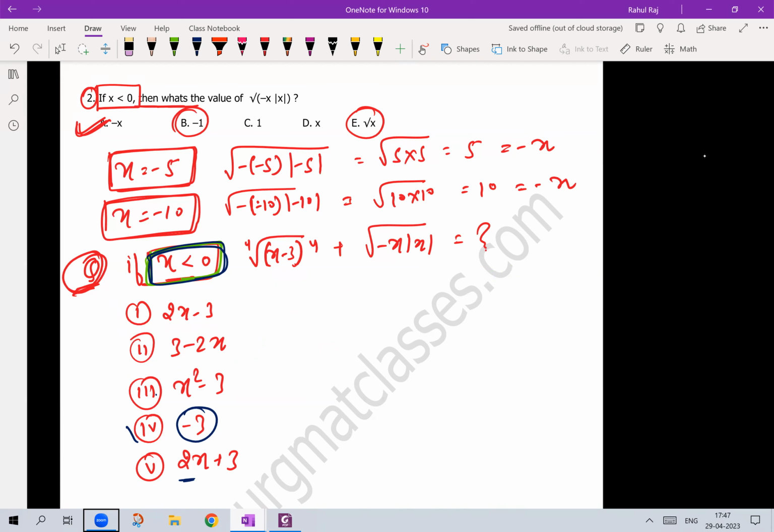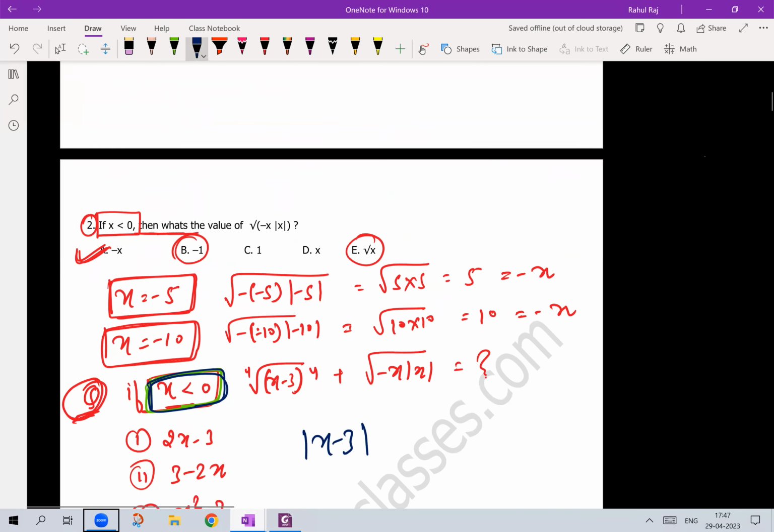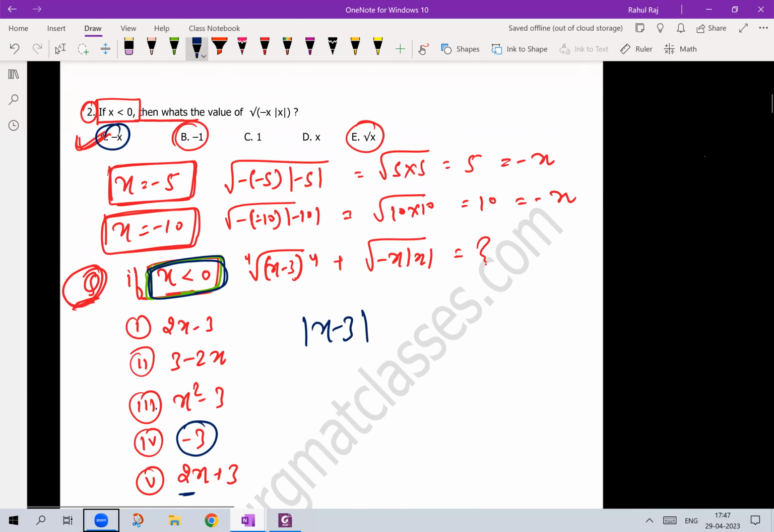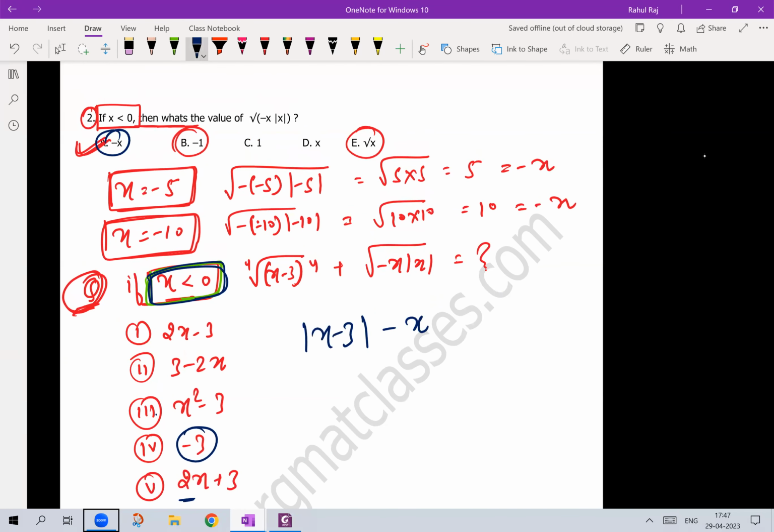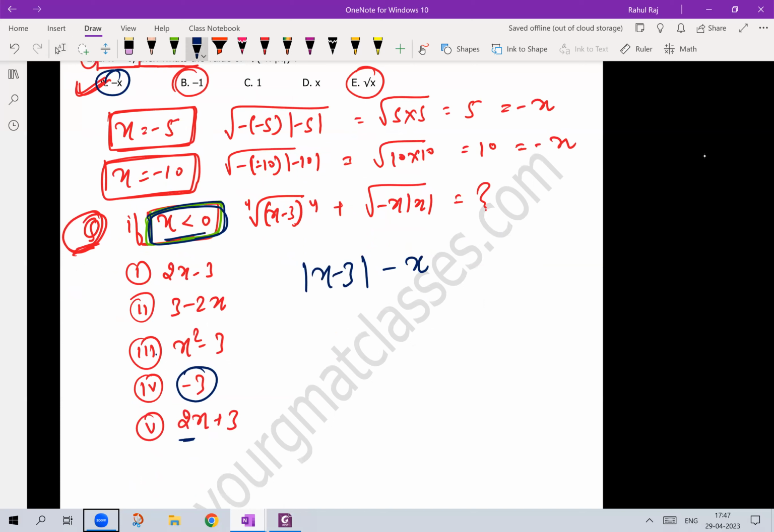But we can try here. Here x is less than 0. Root of x minus 3 to the power 2 is what? This is mod x minus 3 plus root of minus x mod x. We have just solved, this is -x. I can write straight away -x over here. Now tell me, for x less than 0, what is the value of mod x minus 3? Think about it. 3 minus x. It will be negative of x minus 3, right? Minus -x, that is -x plus 3 minus x, that is 3 minus 2x.